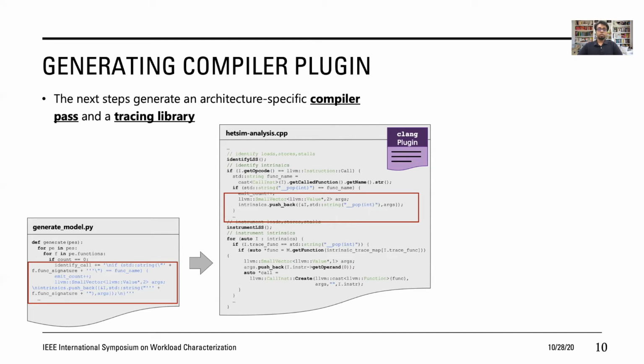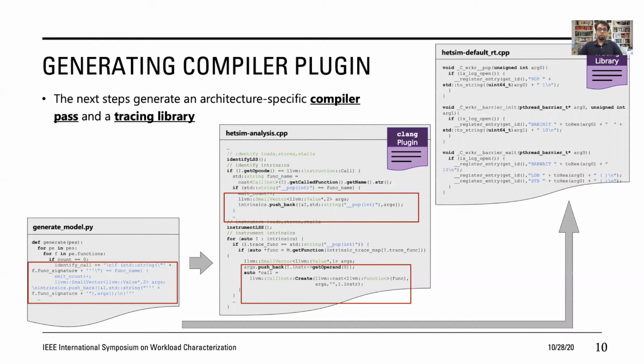Based on the function signature, the identification part itself identifies the function name, and the instrumentation part iterates over the primitives. As we see in the instrumentation section, an if-else block is generated for each primitive, where it walks over the arguments to the function call and collects them into a vector. Different primitives may have different numbers of arguments, and this is automatically handled in the generate model script. The tracing library is emitted similarly, and it's shown on the right.